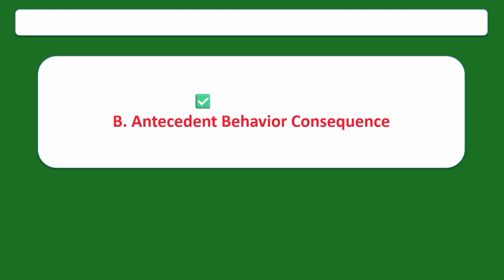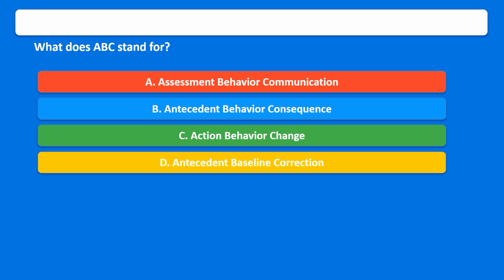Question 7. What does ABC stand for? A. Assessment Behavior Communication. B. Antecedent Behavior Consequence. C. Action Behavior Change. D. Antecedent Baseline Correction. Pause. Answer. The correct answer is B. Antecedent Behavior Consequence. ABC data provides valuable information for behavior analysis.